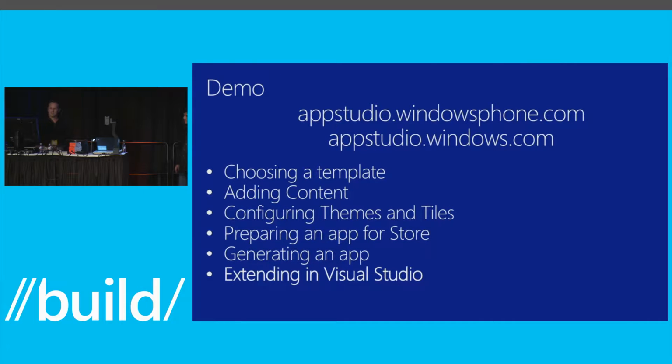Okay, so to get into our demo, again, you can access it via appstudio.windowsphone.com or appstudio.windows.com. We're going to show you how to choose a template, add your content, configure themes and tiles, prep your app for Store publication, and we'll take an app all the way to publication today in front of you. We'll show you how to generate the app, and of course, show you how to extend it within Visual Studio. All right, let's show you the tool.